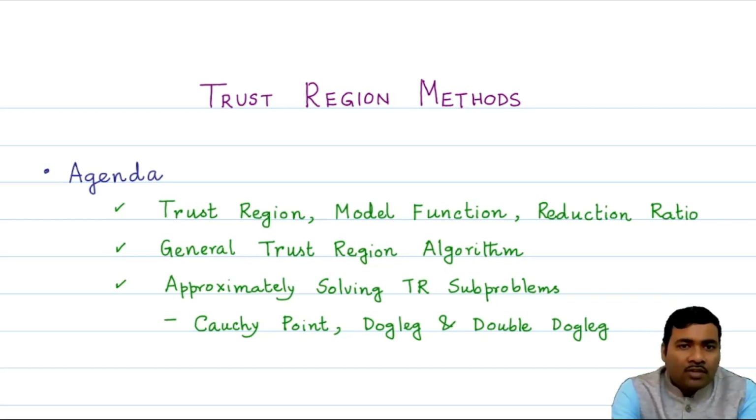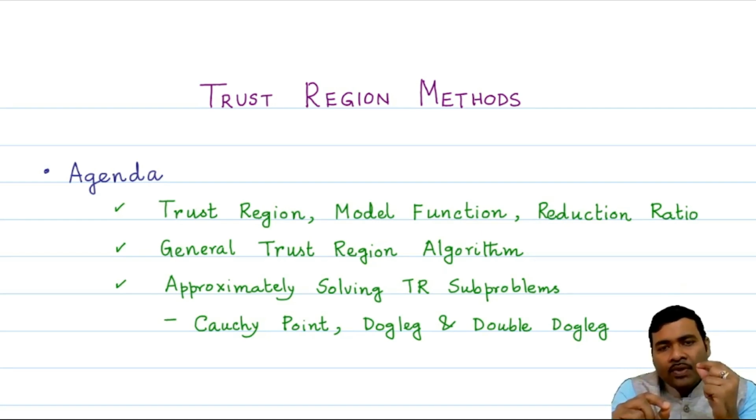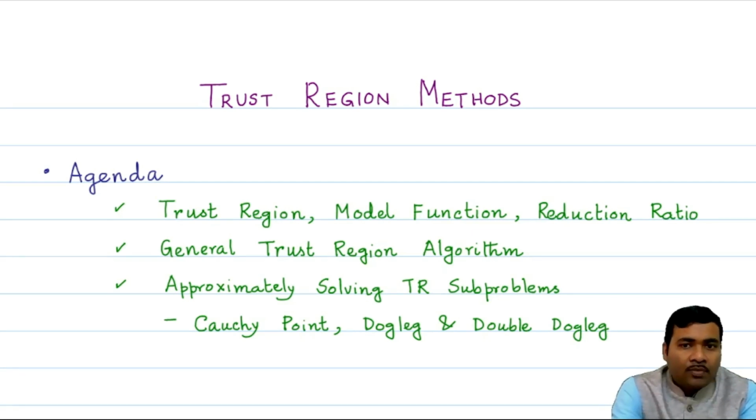With the help of these three concepts, trust region, model function, and reduction ratio, we will describe a general structure of trust region algorithms. That is the second agenda. We will see that in moving from one particular iterative point to the next iterative point, we will solve an optimization problem where we will consider to minimize the model function subject to the trust region at the current iterate, and this particular optimization problem at the current iterate is called trust region subproblem.